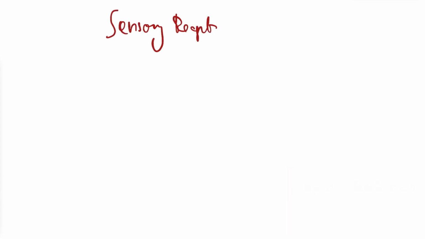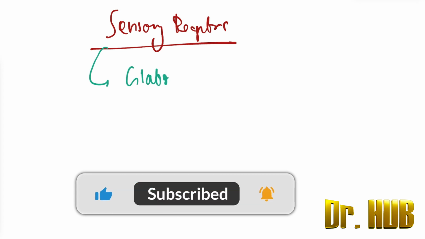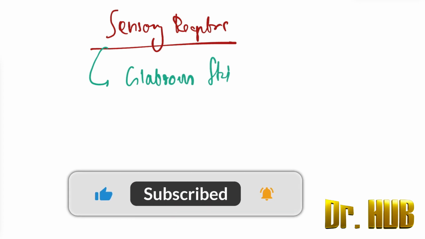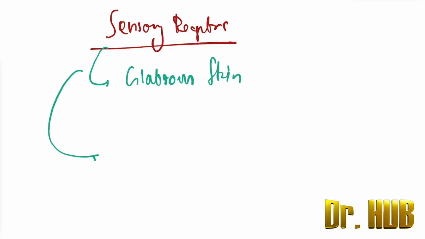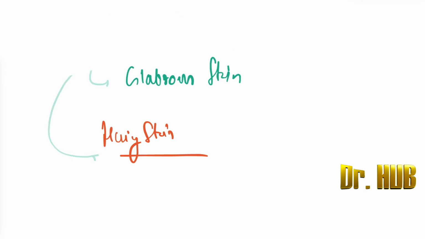Let's look at the sensory receptors. We are dividing this topic into two: one in terms of the glabrous skin, and the next in terms of the hairy skin. First we'll jump into the glabrous skin.